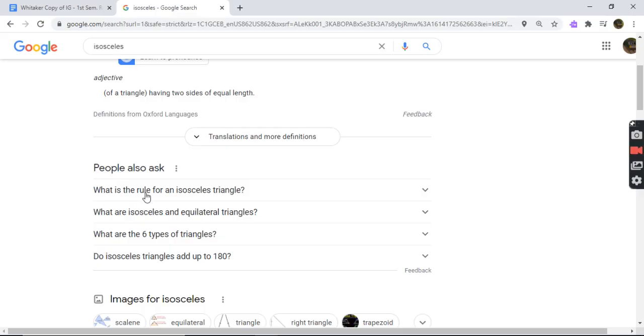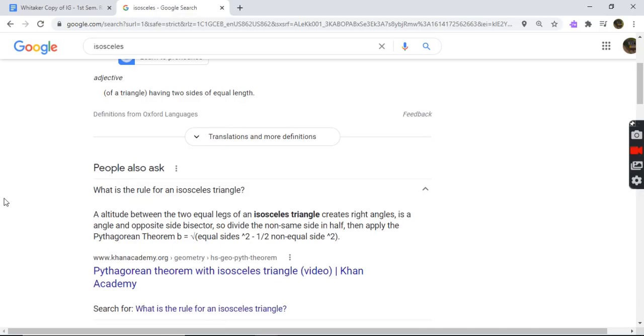What is the rule for an isosceles triangle? An altitude between the two equal legs of an isosceles triangle creates right angles and is a perpendicular bisector, so it divides the opposite side in half. Then apply the Pythagorean theorem: b equals the square root of the equal side squared minus 1.5, the non-equal side, squared.